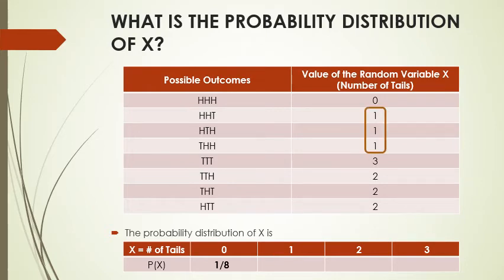Then, 1. So, pila ka 1? 1, 2, 3. So, naa tay tulo ka 1 out of 8 possible outcomes. So, that is 3 over 8. Then, 2. So, pila na pud ka 2? So, tulo gihapon. So, there are 3 out of 8 possible outcomes. So, that is 3 over 8. And then, ang 3. So, isa lang ang 3. So, that is 1 out of 8 possible outcomes or 1 over 8. So, that is how to find the probability distribution of x.